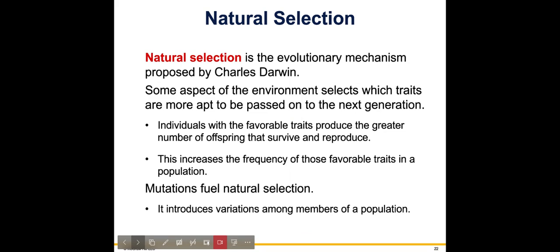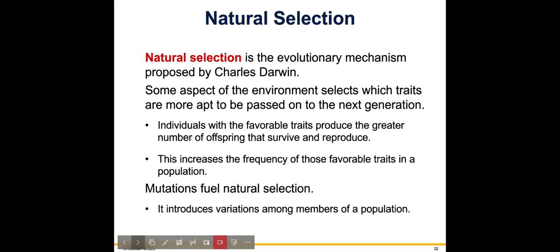Darwin's big idea, of course, is natural selection. And really, what this says is that there are some parts of the environment that are going to select which traits are better for that environment, and then those traits are more apt to be passed on. Really, what happens is that there's more individuals in a population than the ecosystem can support. Individuals with the favorable traits produce more offspring, and those offspring are able to survive, and then they're able to reproduce. And over time, this will increase the favorable traits in the population.